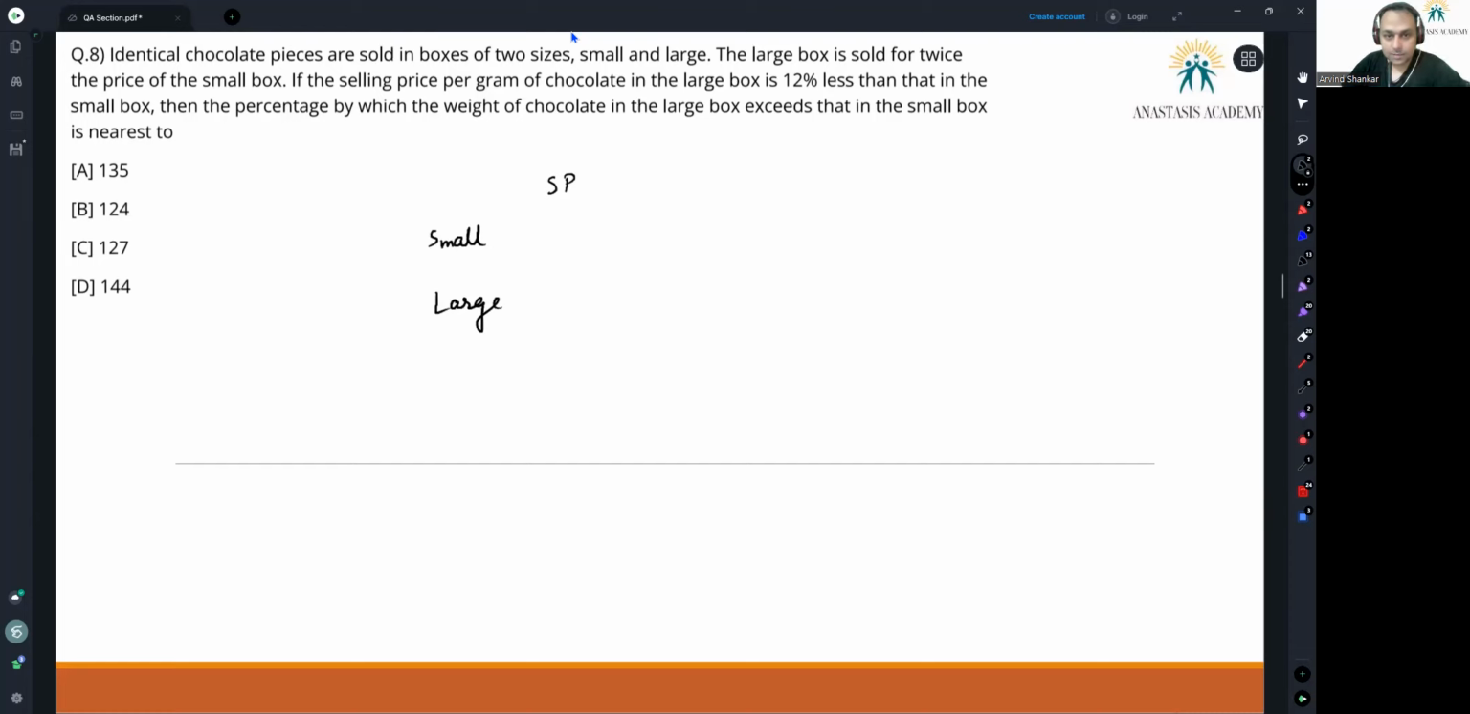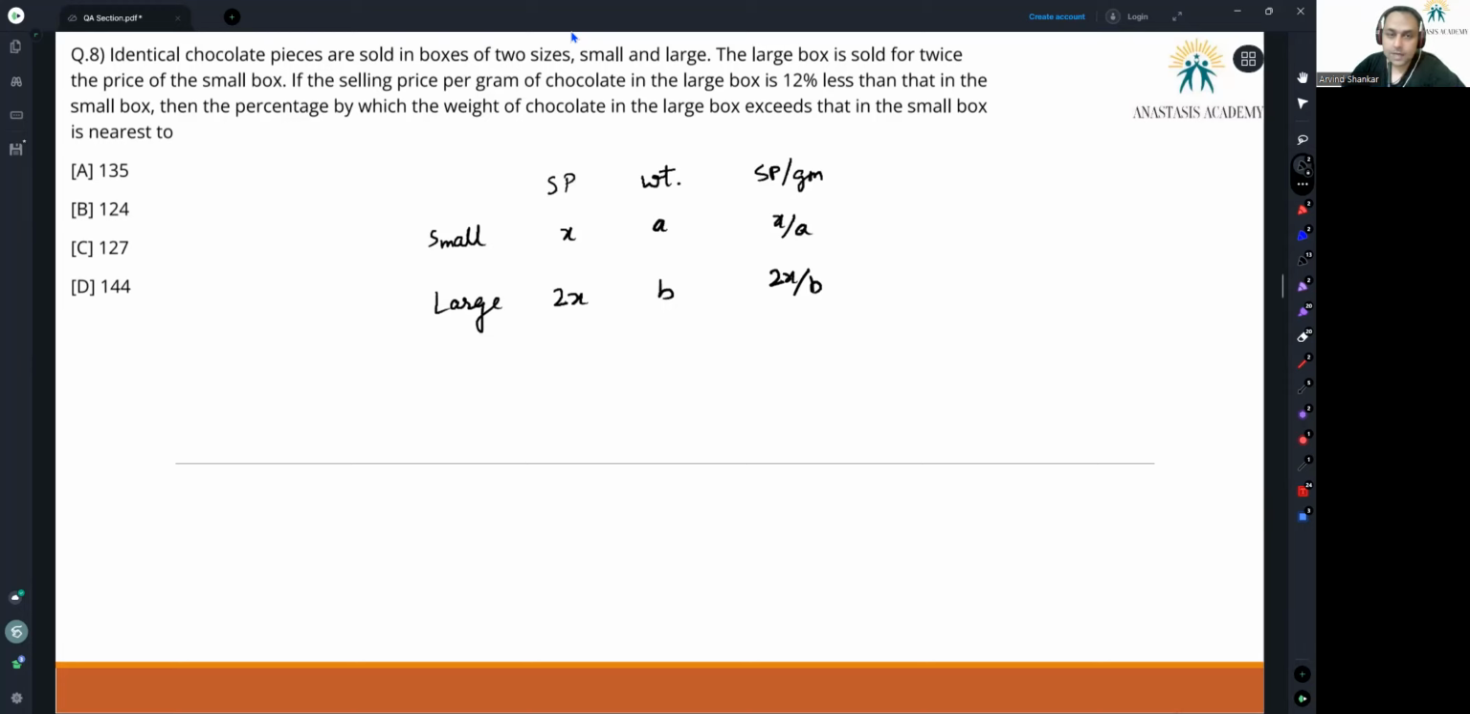Selling price. If the price here is X, the price here is 2X. The large box is sold for twice the price of the small box. Okay, its weight, if I take as A, and this as B, then SP per gram would be equal to X by A, and SP per gram here would be equal to 2X by B.